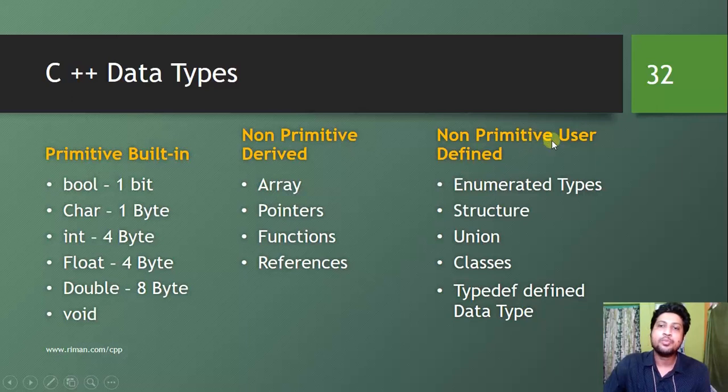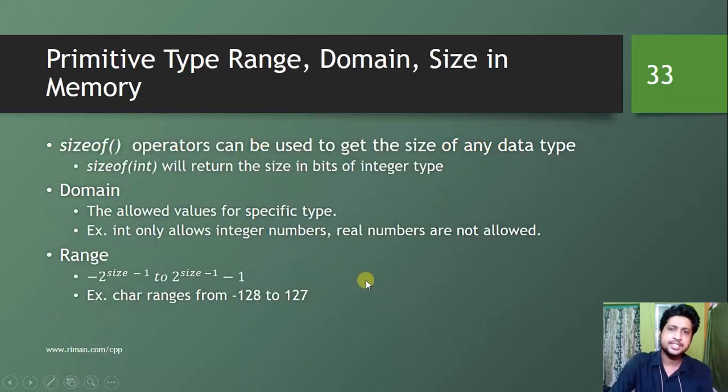In non-primitive or user-defined data types, we have enumerated types, structures, and unions. You might have learned structure and union in your C classes. Then we have classes. This is very interesting, and we are going to learn about it. Then we have typedef. I guess you have heard about this typedef as well. So let's explore the primitive data types more.